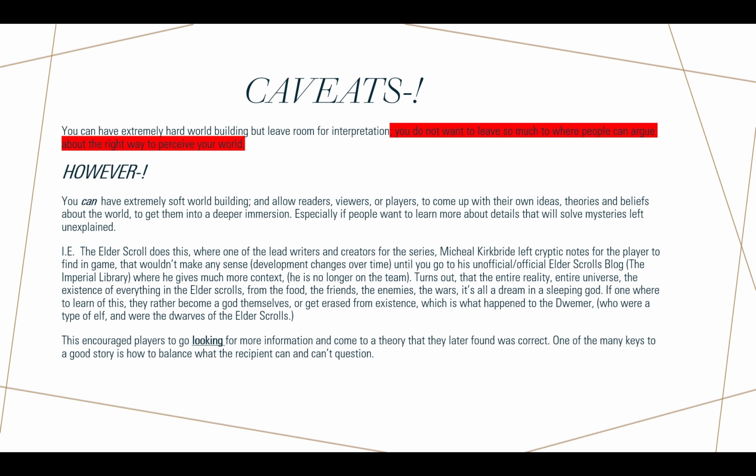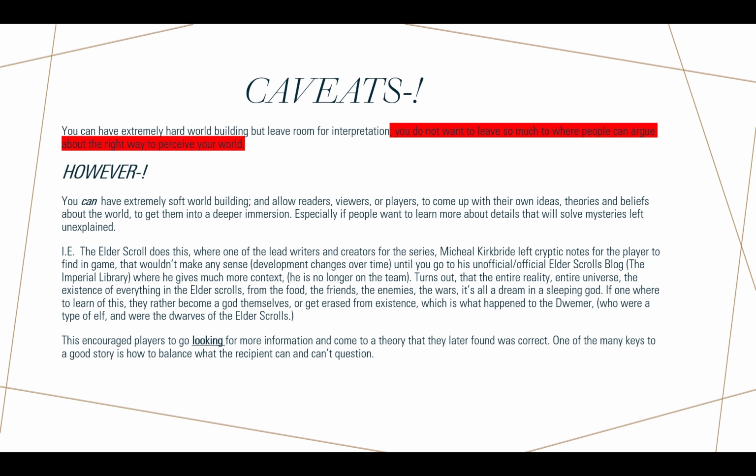So, caveats. You can have extremely hard world building but leave room for interpretation. You do not want to leave so much room that the player, the audience, the reader, the viewer, the watcher, whoever, can argue about the right way to perceive your world. However, you can have extremely soft world building and allow readers, viewers, or players to come up with their own ideas, understanding and beliefs about the world, to get them into a deeper immersion, especially if people want to learn more about the details that will solve the mysteries left unexplained.